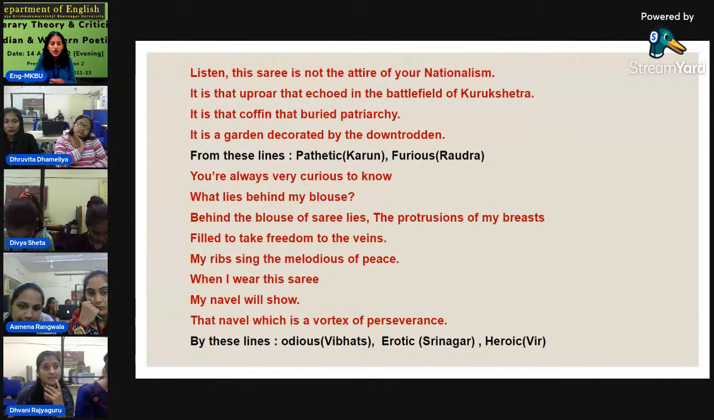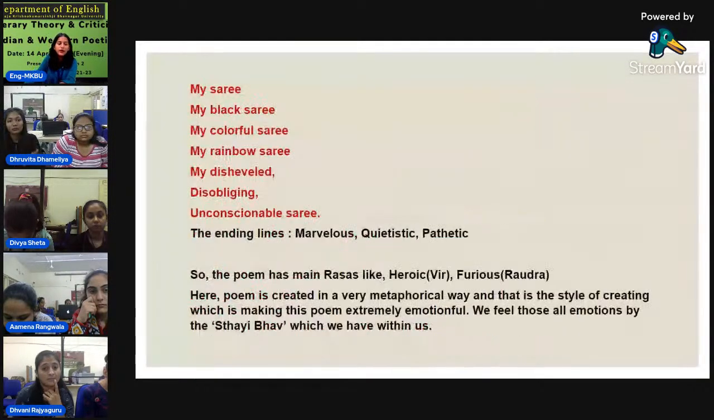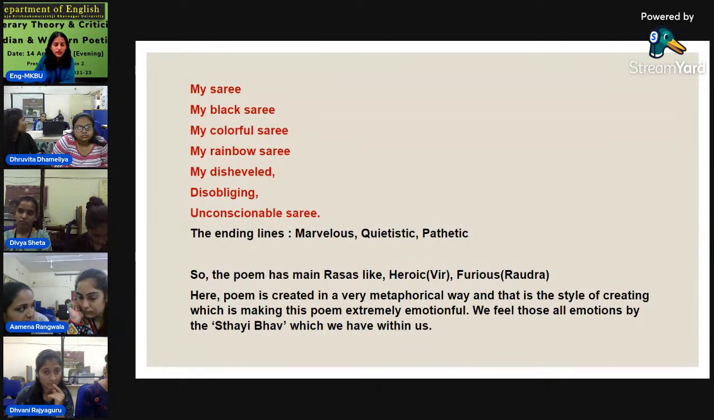Bollywood songs, and this is reflected in these lines. And this is the end part of her poem: my sari, my black sari, my colorful sari, my rainbow sari, my disheveled and disobliging, unconscious navel sari. These ending lines contain the marvelous, poetic and pathetic rasas.